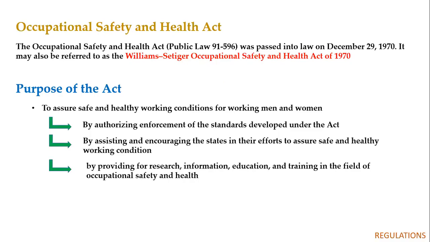So, the Occupational Safety and Health Act, basically it was passed into law on December 29, 1970. It is also referred to as the William Steiger Occupational Safety and Health Act of 1970. The purpose of the act was to assure safe and healthy working conditions for working men and women.